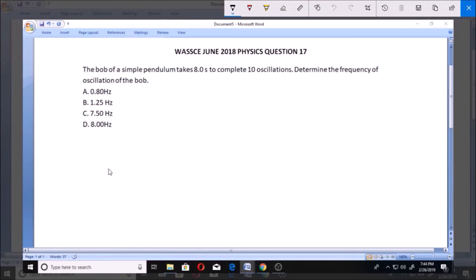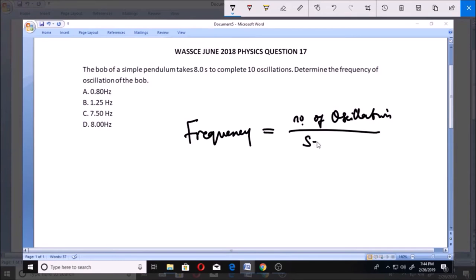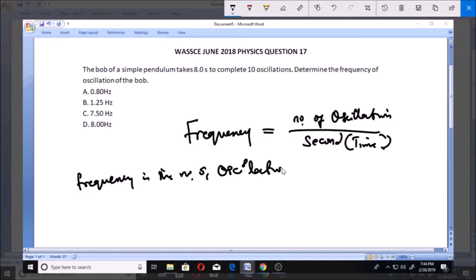So what is the frequency? Now, for us to understand this very well, we know that frequency by definition is simply the number of oscillations per second. So number of oscillations over time is frequency. So the number of oscillations that is completed in a second, that's what frequency is. Frequency is the number of oscillations per second. So how many oscillations is able to be completed in 1 second?